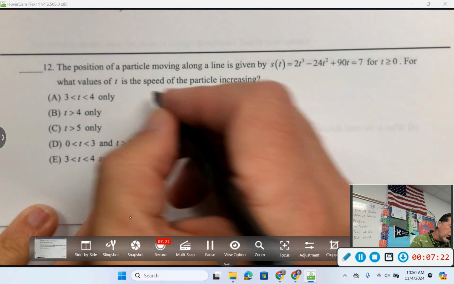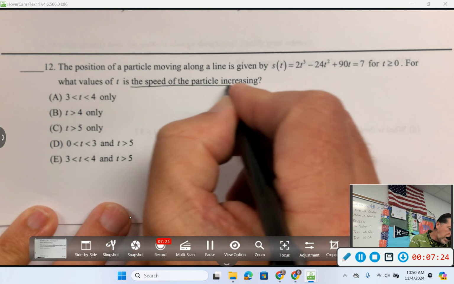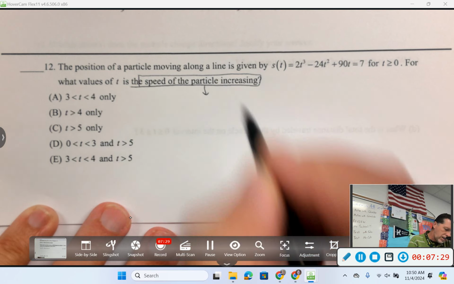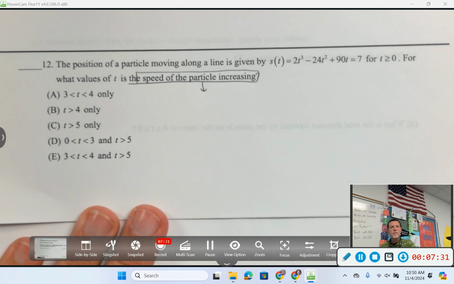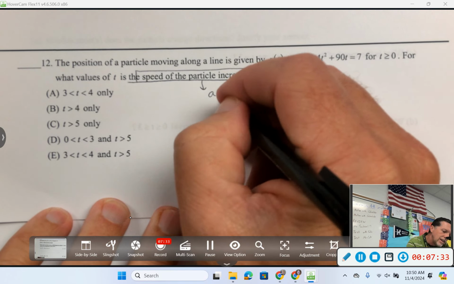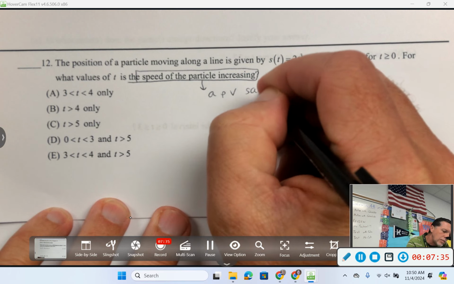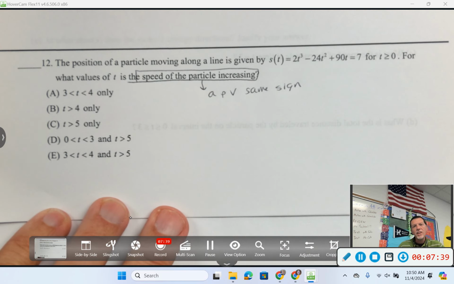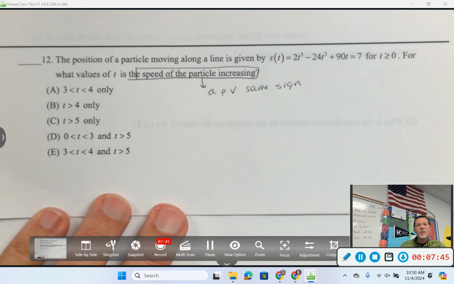Number 12. Speed is increasing. What would I be looking for for speed increasing? A and v have the same sign. So what would I do to figure out where a and v have the same sign? How would I tell that?